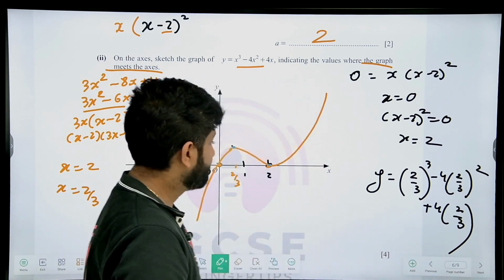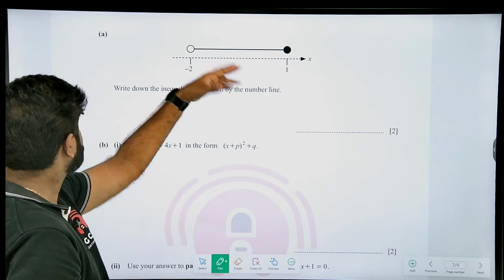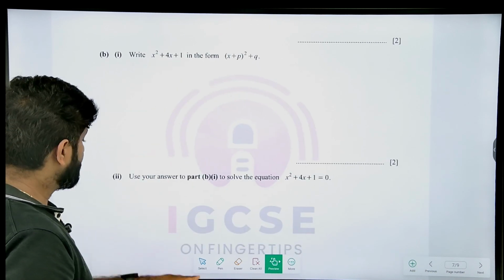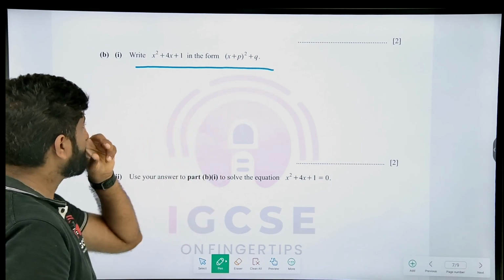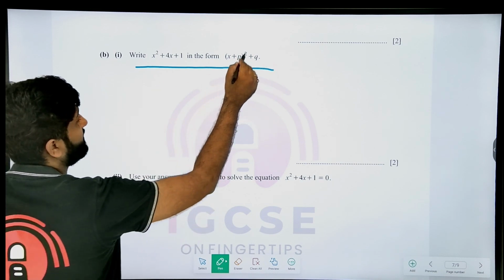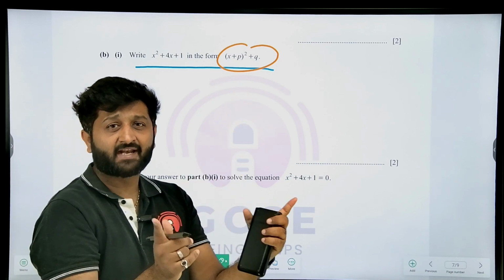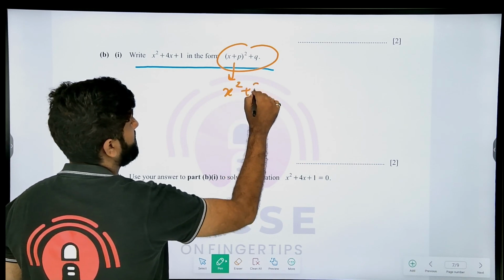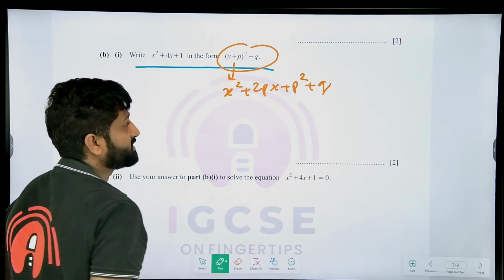Next question. Let us skip the A part. I have to show that x squared plus 4x plus 1 can be written in this form. This is called completing the square, guys. I'll have to expand and compare the coefficients. So let me expand this first. This is (a plus b) whole squared, that is a squared plus 2ab plus b squared.